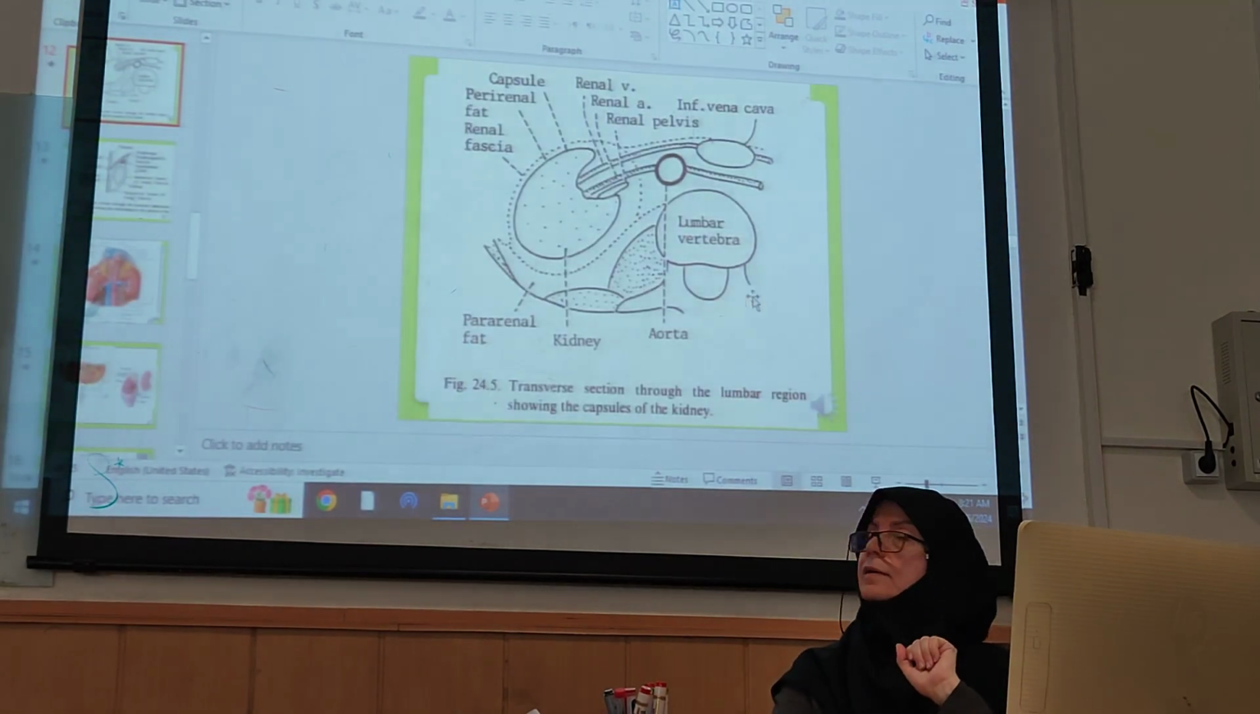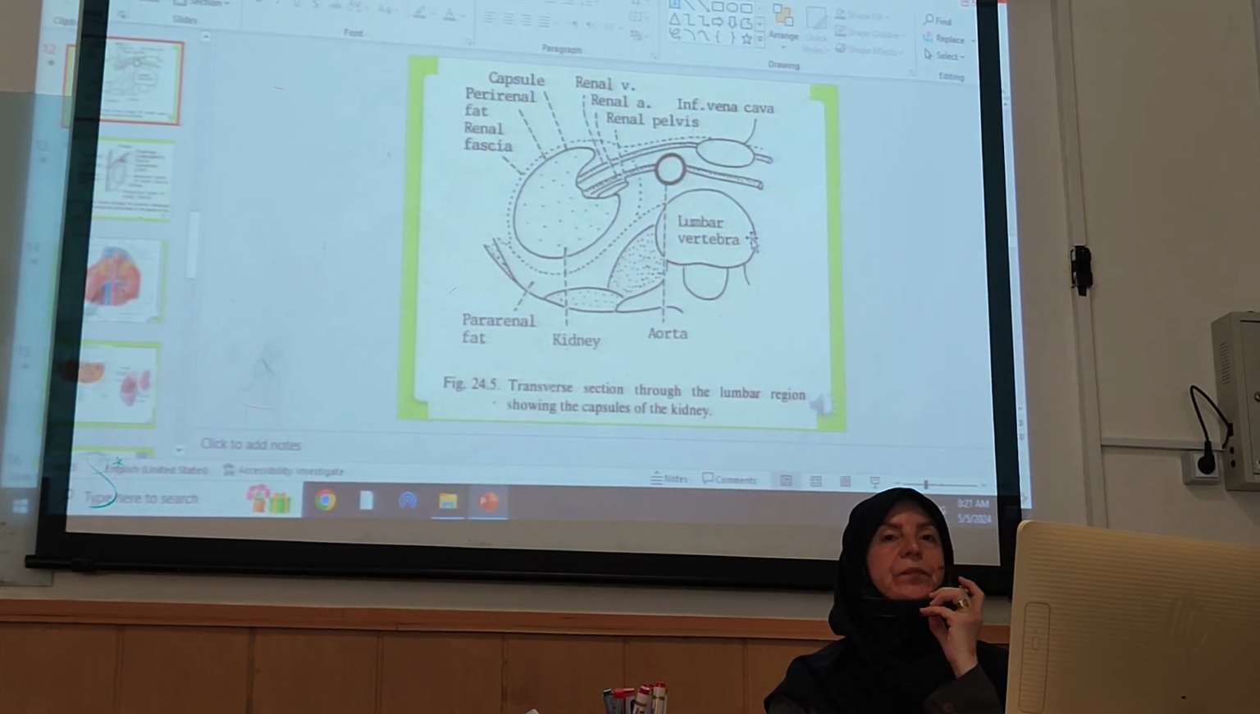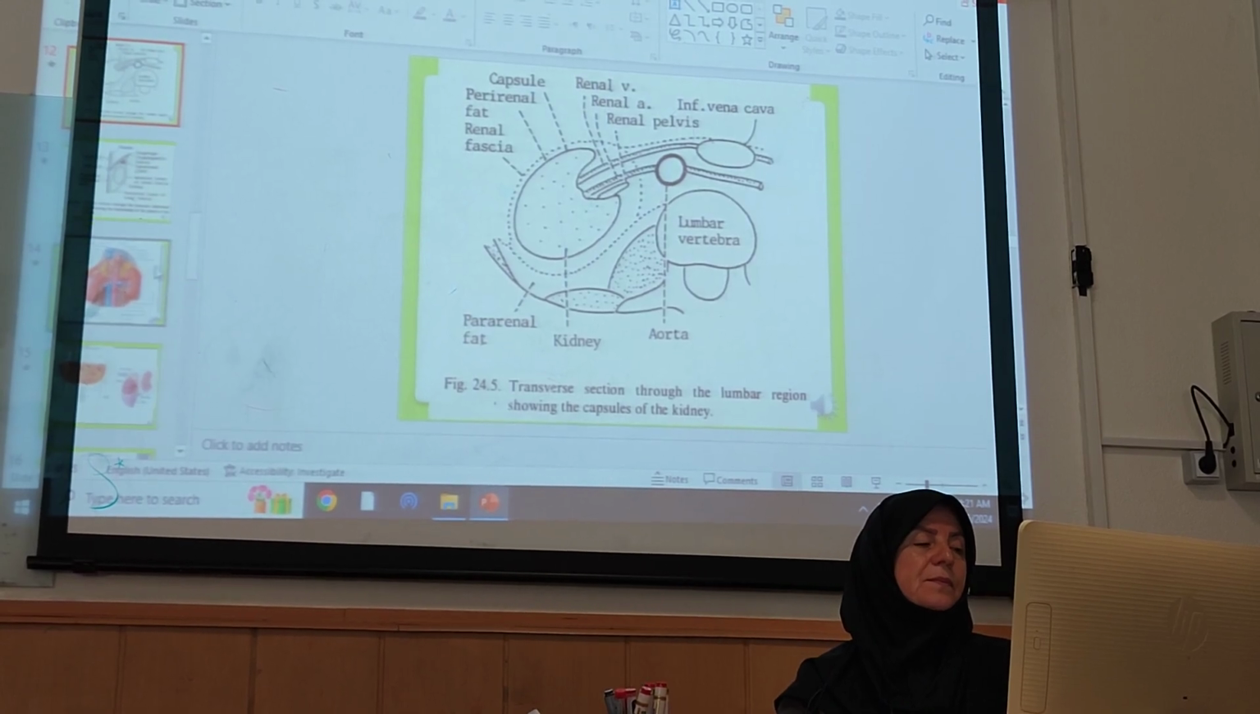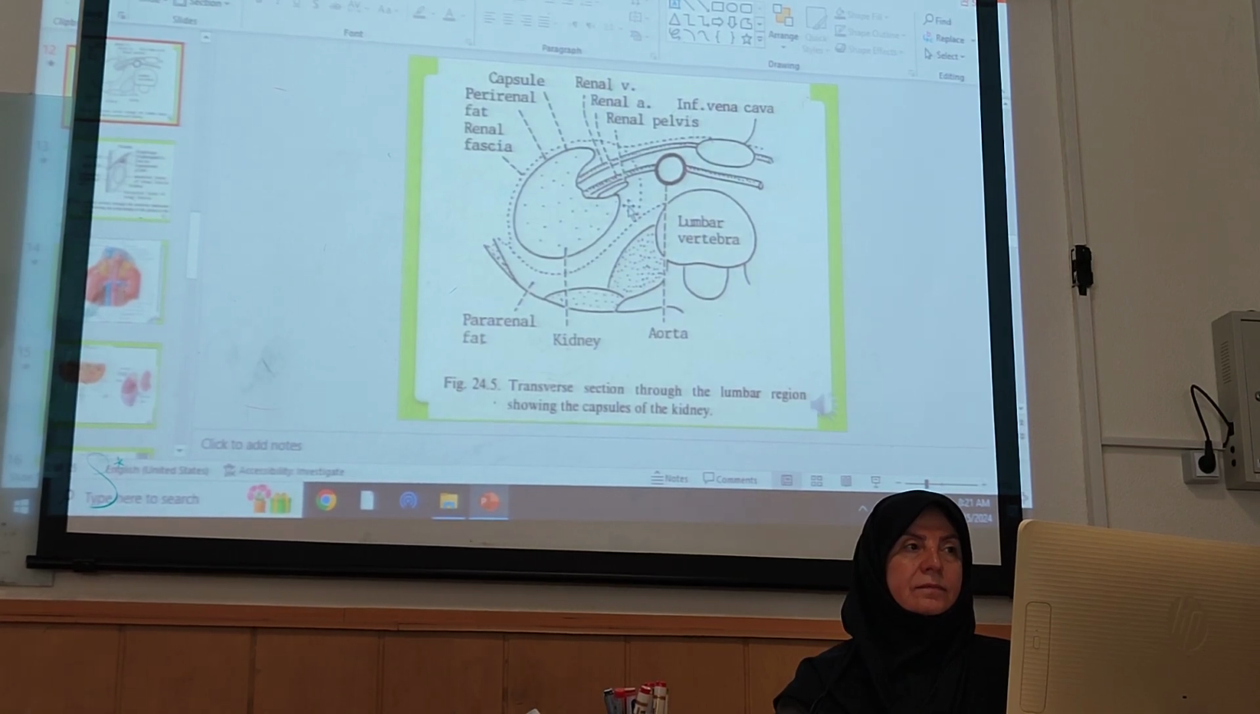So the kidney has the capsule. Around the capsule, we have the perirenal fat, and above this perirenal fat, we have the renal fascia, which covers it. And above this, we have a membrane, which I don't remember. This renal fascia is a continuation of the transversalis fascia. And posterior to the kidney, we have the perirenal fat, which holds the kidney in its position.